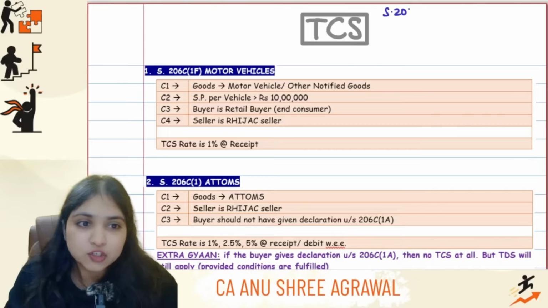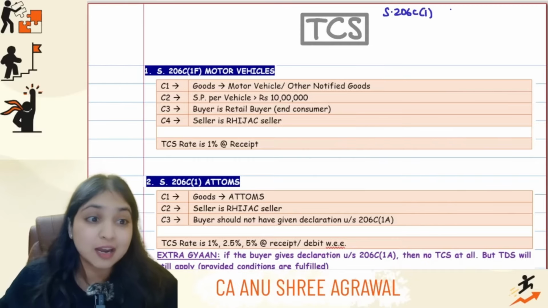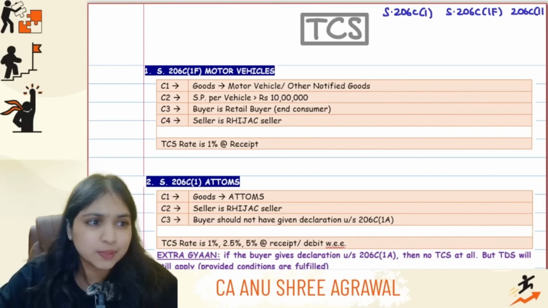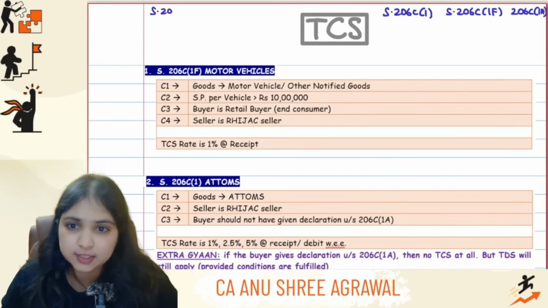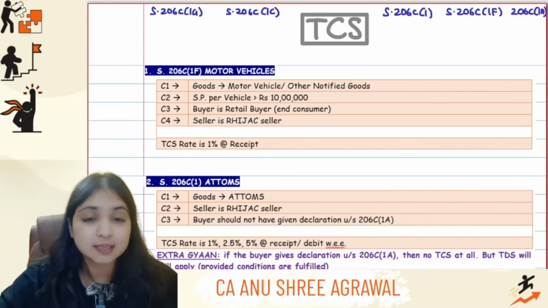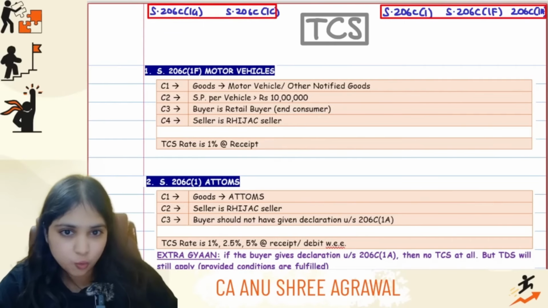Number 1, we have section 206C1 which deals with atoms. I'll tell you what atoms are. Then we have section 206C1F which deals with motor vehicles. And then we have section 206C1H which deals with other goods. Okay, and then we have 2 more sections, 206C1G which deals with 2 things which I'll tell you what they are, and then 206C1C which deals with lease or license. Now see, these 3 sections, one family, these 2 sections, one family.